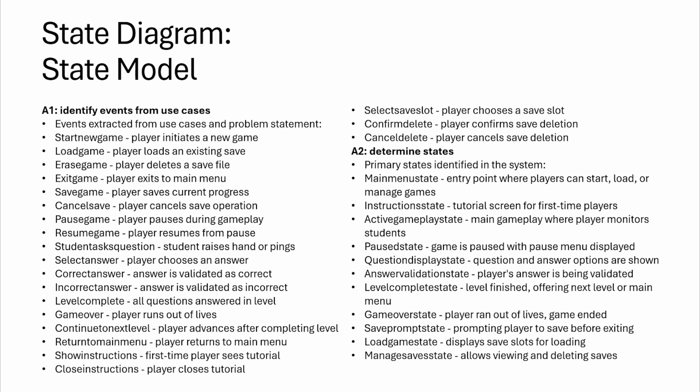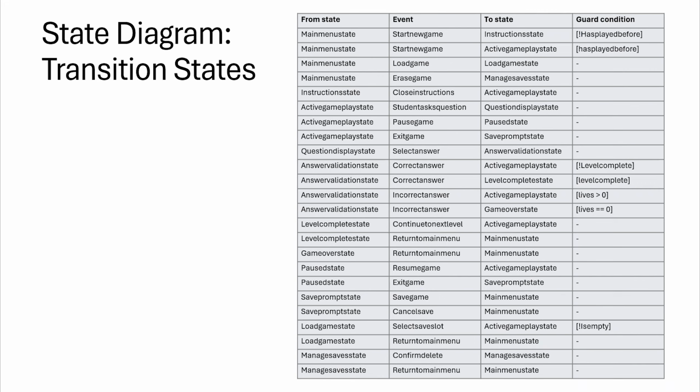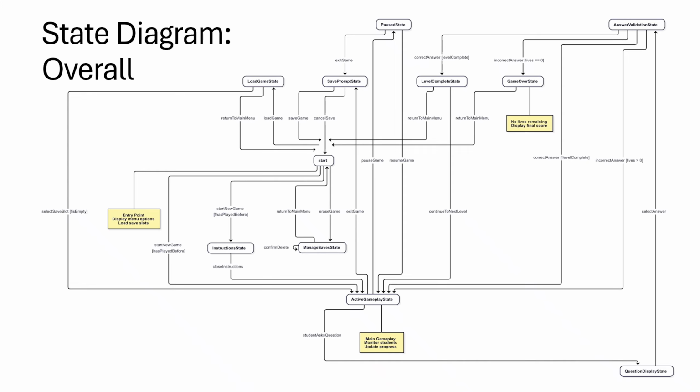Our state model defines 11 distinct states with specific transitions between them. Transition state table shown here. Looking at our overall state diagram, starting from main menu state, we can transition to instruction state for new players, load game state to restore progress, manage save state to erase files, or directly to active gameplay state.